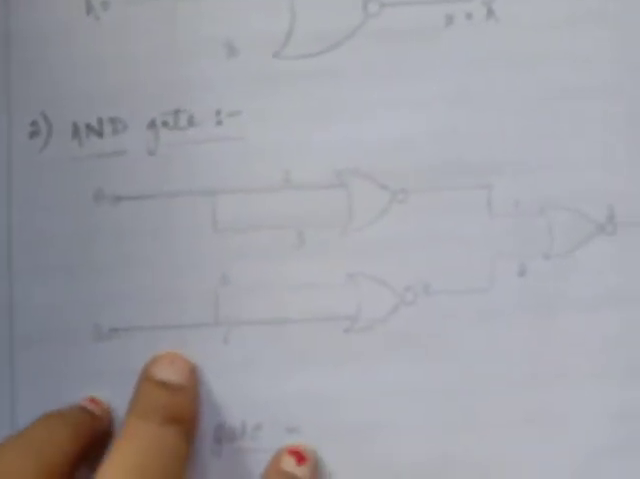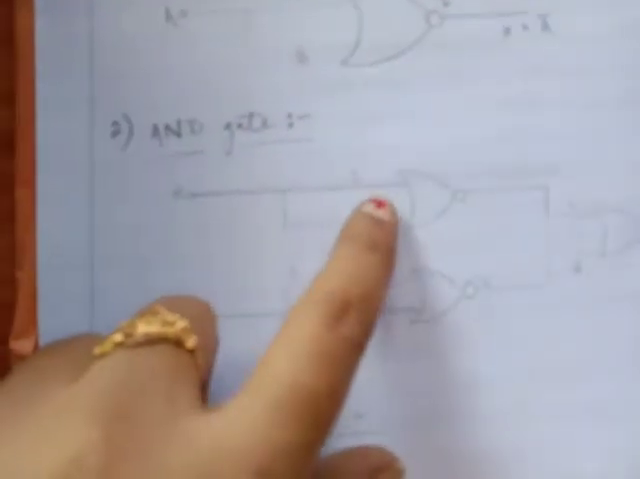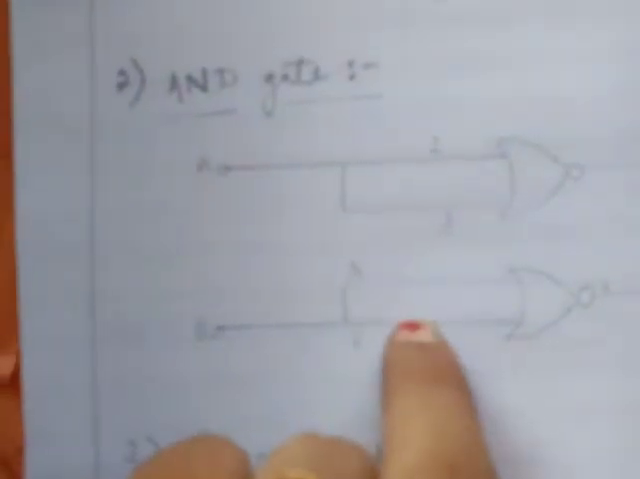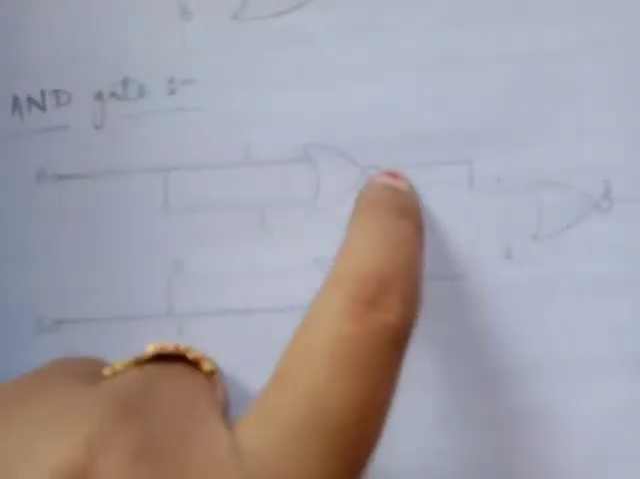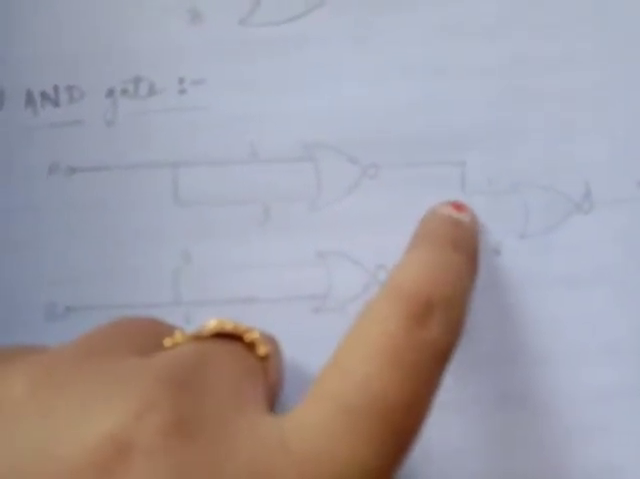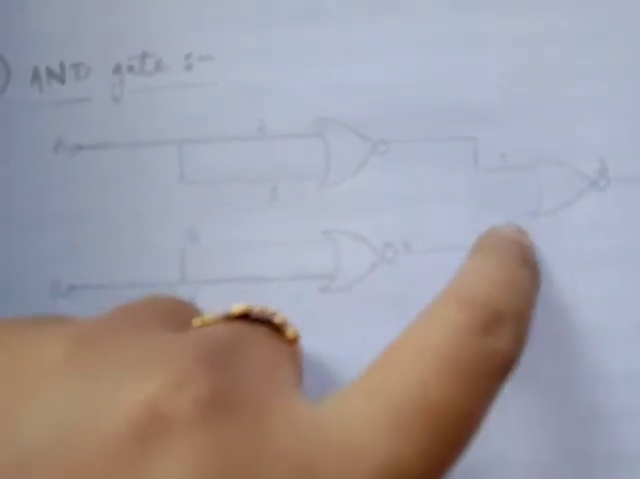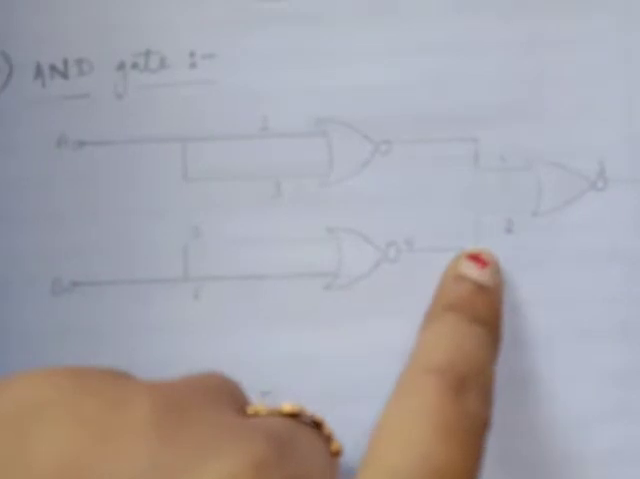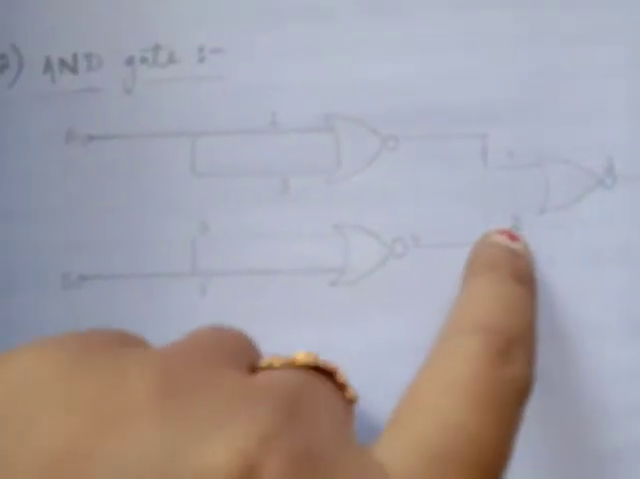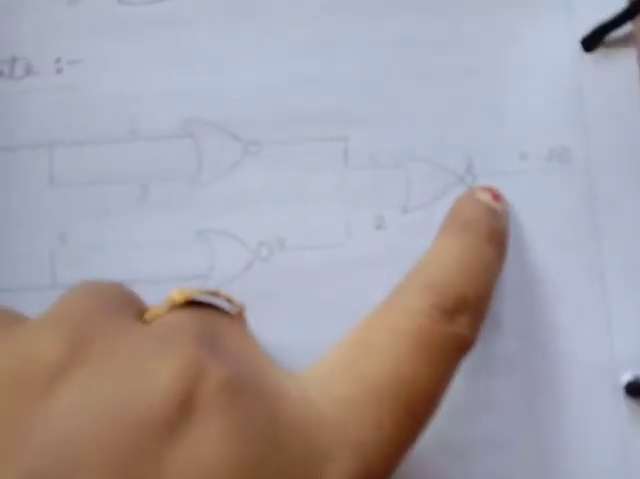Realization of the AND gate. Here you can see two inputs we are taking. The first input goes to pin number 2 and pins 2 and 3 are shorted. Then the second input goes to pin number 6 and pins 5 and 6 are shorted. Then the output of this goes to pin number 1, and the second gate's output goes to pin number 2. Then we can see the final output in pin number 3.